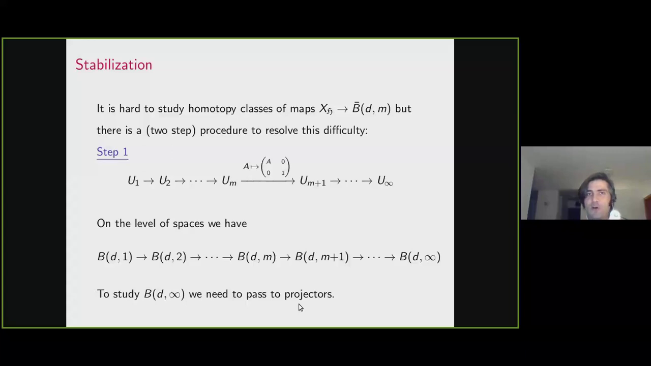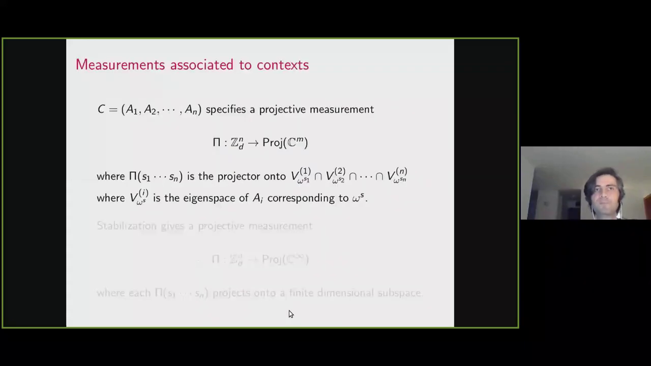This is an interesting point. There are two ways of looking at contextuality. One of them is looking at the projectors, and the other one is looking at the observables. The linear constraint systems focus on observables, and that's how we constructed everything up to this point. After the stabilization process, to be able to understand the homotopy type of this space, the natural way to proceed is to pass to projectors. The reason we will see in the next slide. So what do I mean by passing to projectors?